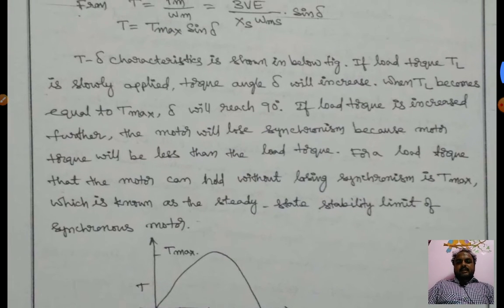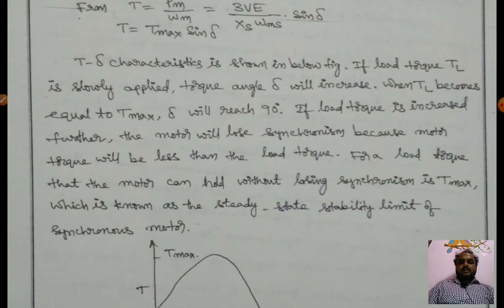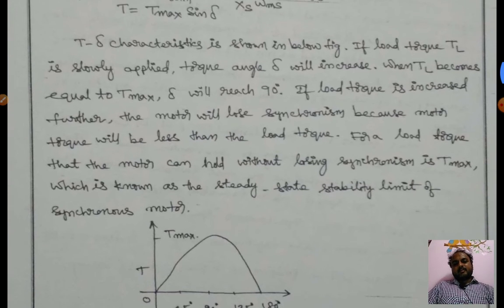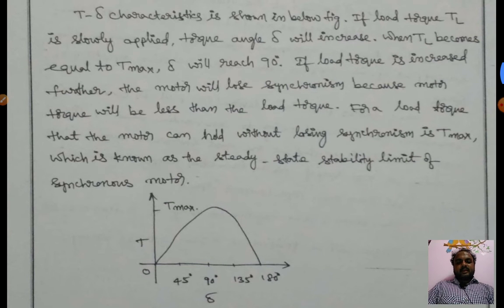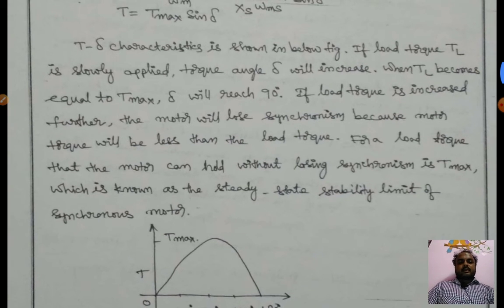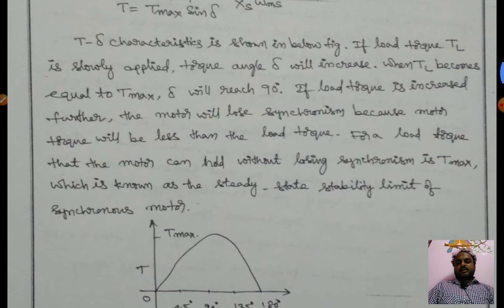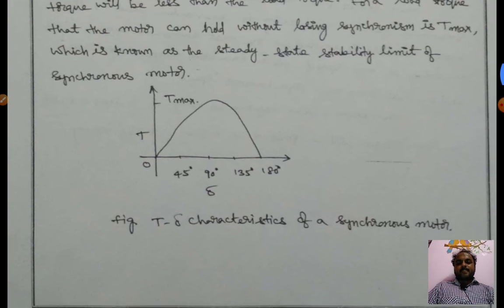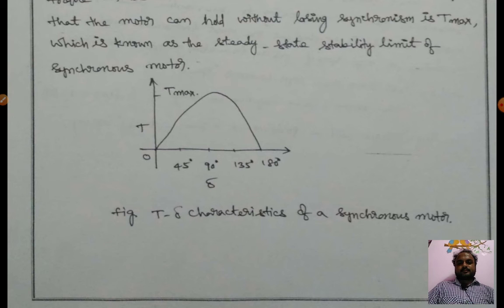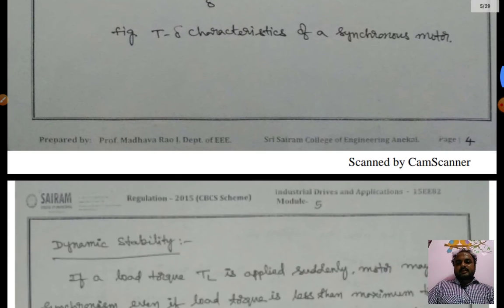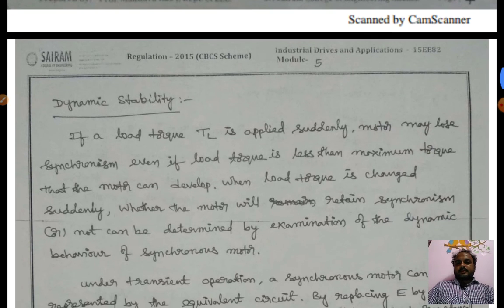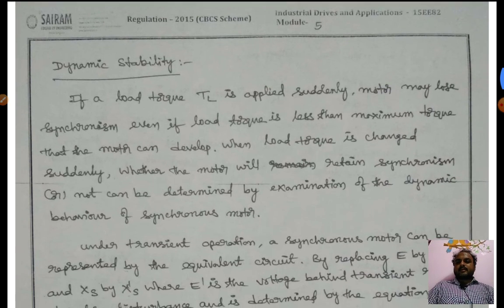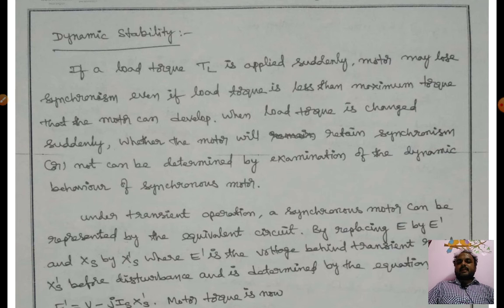When delta is equal to 90 degrees, the torque will be maximum. As delta increases to 180 degrees, the torque will reduce to 0. So we can observe this in the graph. So this is about the torque delta characteristic. Next one, dynamic stability.